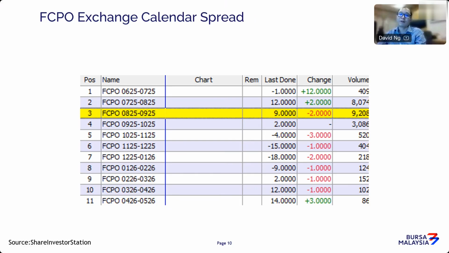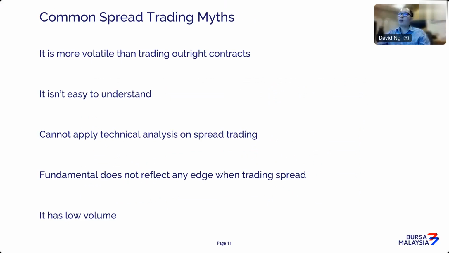Now, I just want to address some common trading myths. Some say that spread trading is highly technical, so therefore it's very volatile. It's far from the truth. If you compare the September-October calendar spread with the September outright today, it's clear as night and day. You can clearly see that the spread contract's high range of the day is only about 9 points. If you look at the outright, you're talking about 150 points.